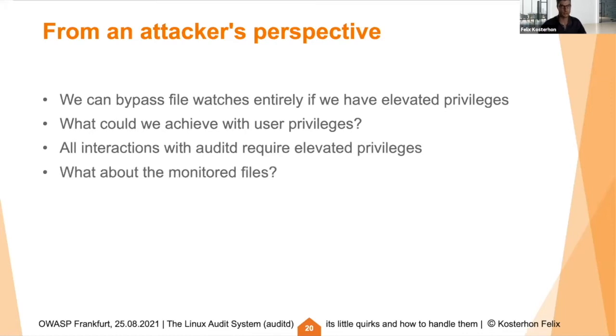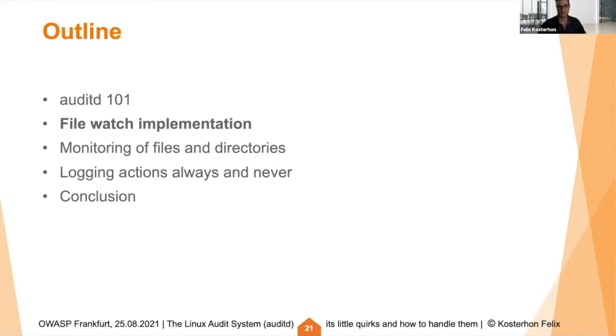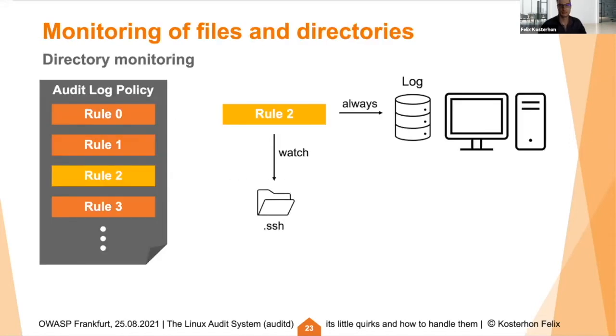But what about the monitored files? Let's have a short look here. And I really hope that you will participate now and guess what is happening. And let's see how good the guesses are. So let's have a short example. On the left side, we have the audit log policy again. And now rule 2, so the third rule, it's watching a folder, the .ssh directory. And we want to always create a log if somebody is messing around with the folder. But what happens now if we rename the folder, for example?